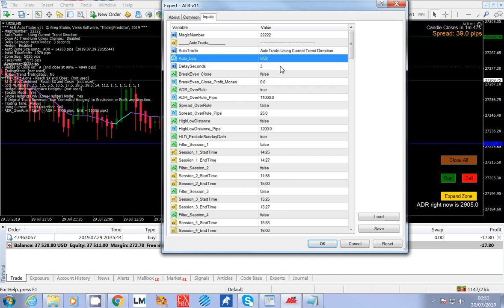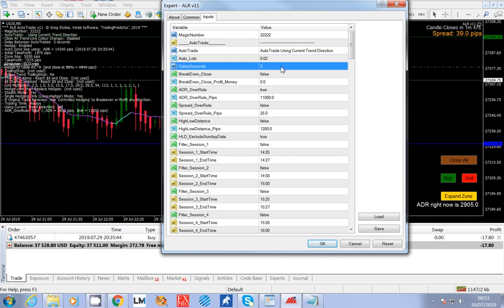Okay, delay 3 seconds means that once it's opened a trade and it takes it to take profit, then it waits 3 seconds before it opens a new trade. If, for example, you're using the current trend direction, then it will wait 3 seconds once the trade has been closed in profit, and then it will wait 3 seconds before reading the trend direction to open another trade. It's not important, it just gives it time to breathe between closing and opening a new trade.